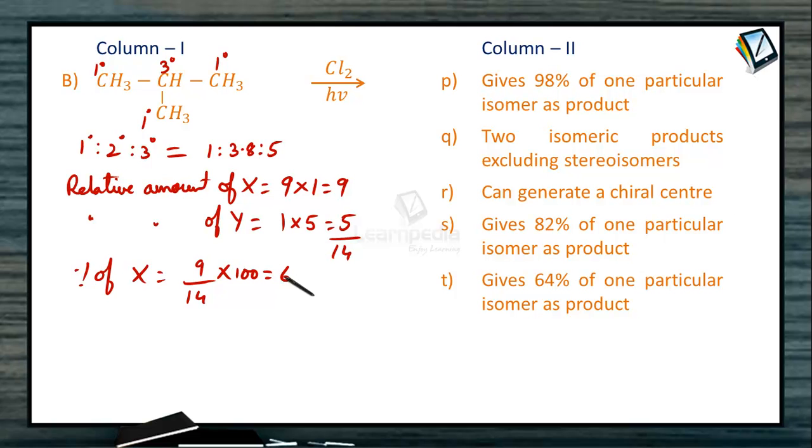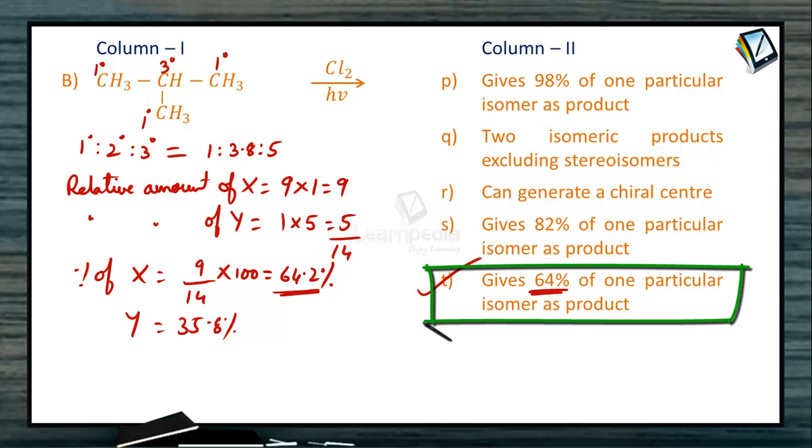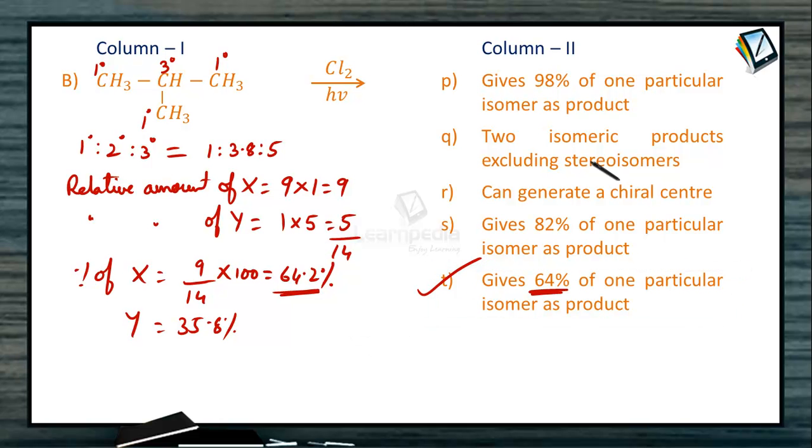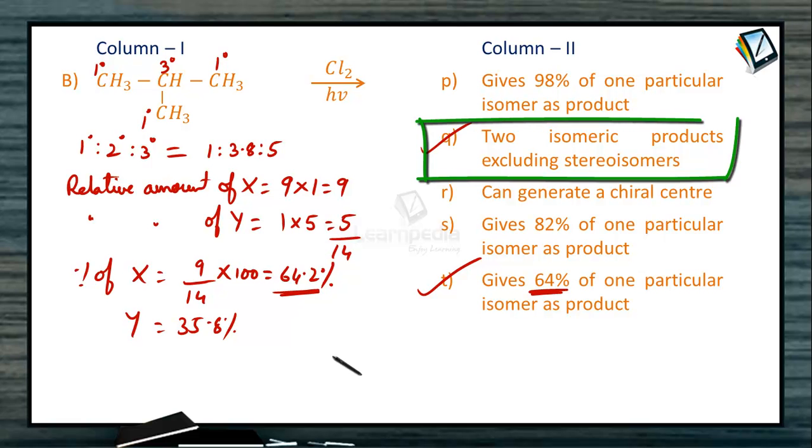That comes to be 64.2%, and the rest is 100 minus 64.5, and that is 35.8. So here it is very clearly given that one of the isomeric products is formed up to an extent of 64%. So definitely this is one of the correct matchings. Let's see how many isomeric products are formed here. Definitely 2, isn't it? As 2 different types of hydrogens are there, so 2 isomeric products are formed. So this is also there in the final options.